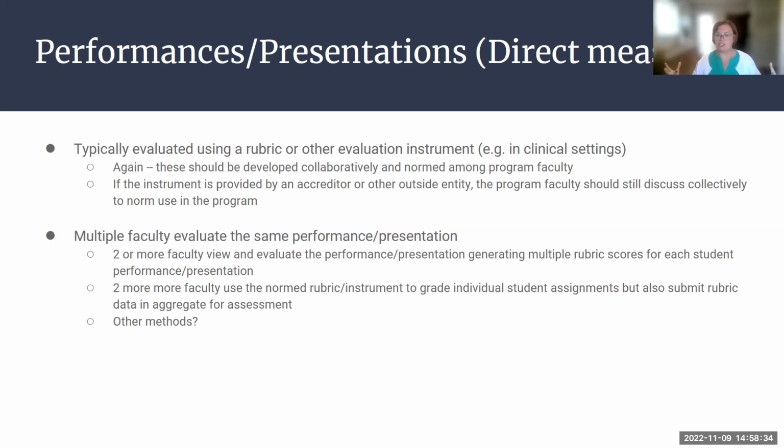Performances or presentations. That might be an oral presentation, it might be a musical performance, something like that. Ideally, you have 2 or more faculty evaluating that performance. Again, that's not always possible. But at the minimum, the rubric used to evaluate that performance should be vetted by other people in the program, and the results should be shared as well to make sure that it's usable information when you get those results.